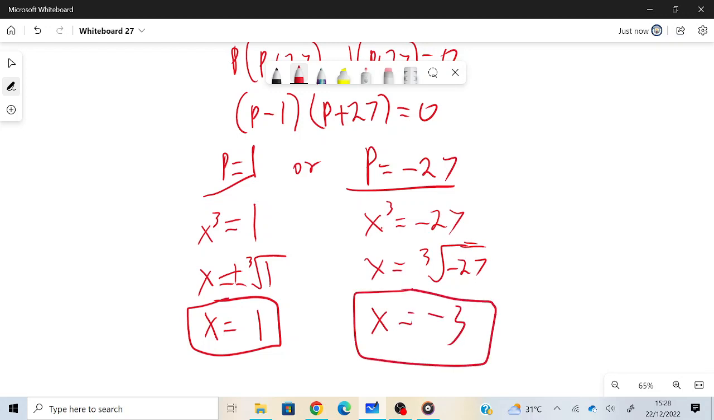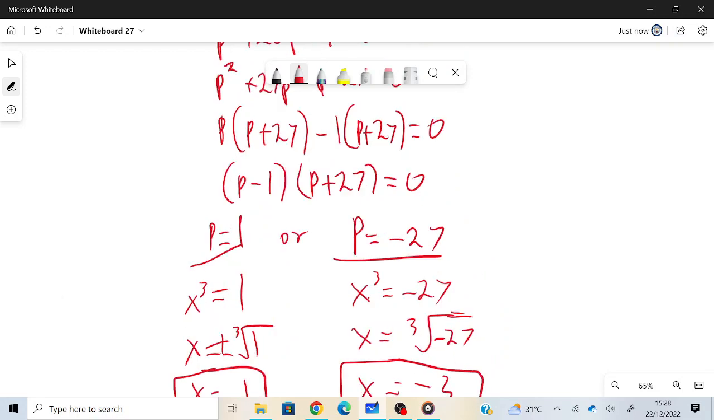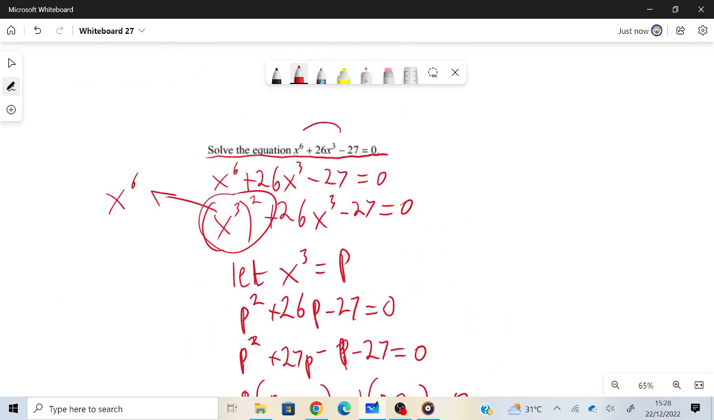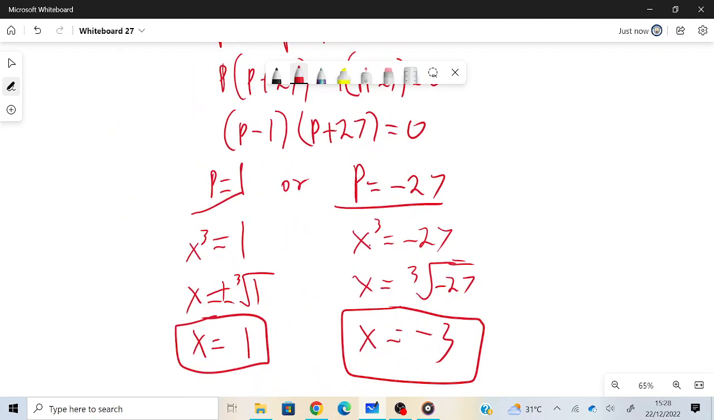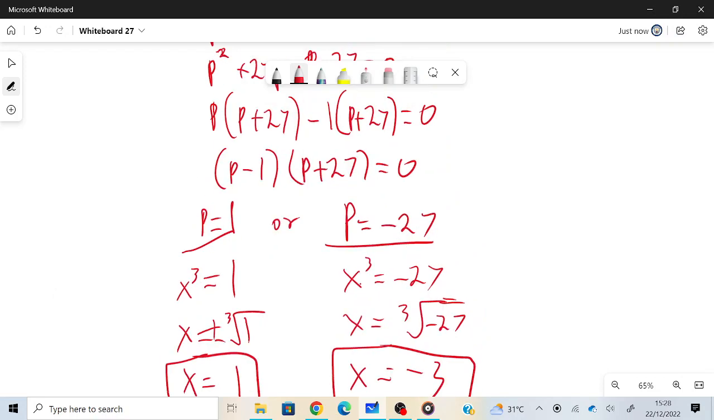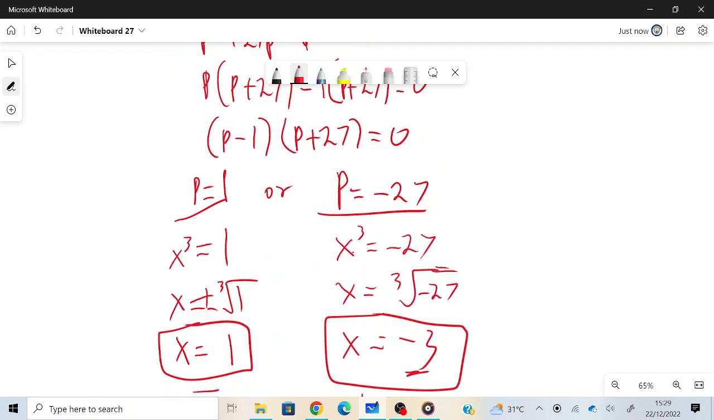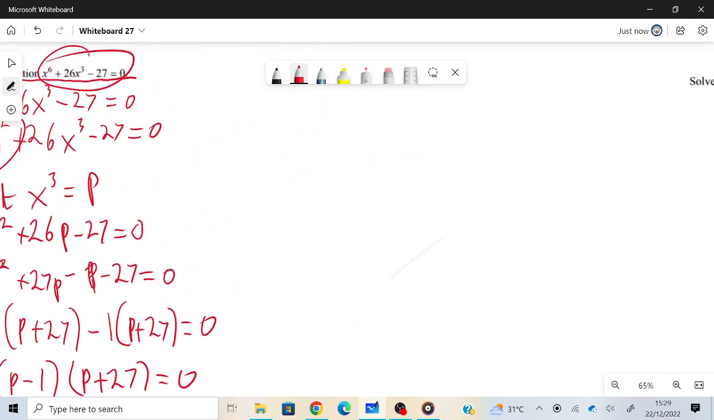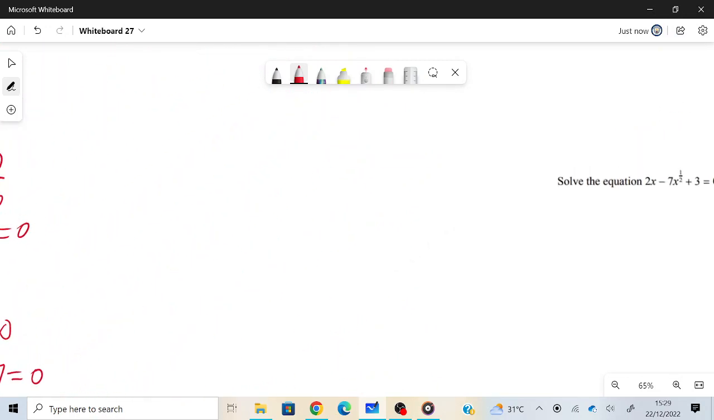Now you may be wondering why I did not write plus or minus 1 here. The reason is that if you put minus 1 back into the equation here, it will not give you 0. It's only 1 that will satisfy it, and likewise for this one over here, it's only minus 3 that will satisfy it. So that's why it's always a good idea to check the x values you got back into the original equation to see if they satisfy it or not. And that's the answer for that one. On to the next example.